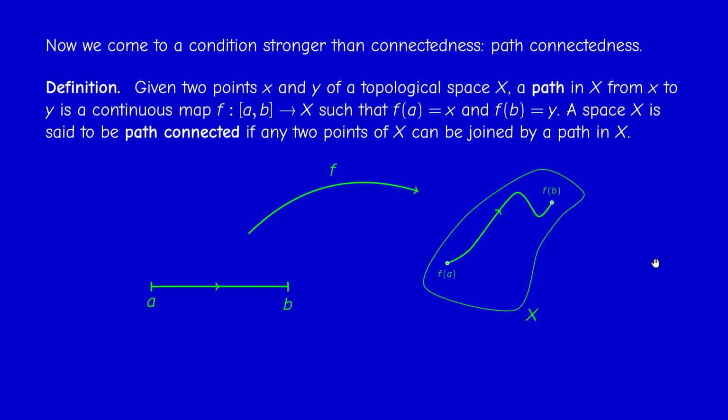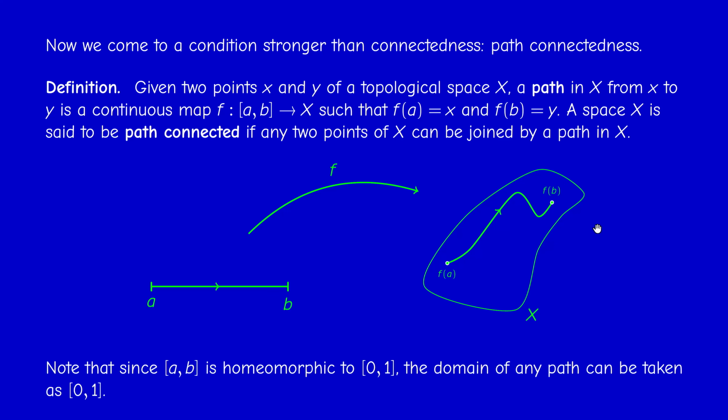So now we say that the space X is path connected if any 2 points of the space can be joined by a path in the space. Okay, so we'll prove actually that this is stronger than connectedness later.